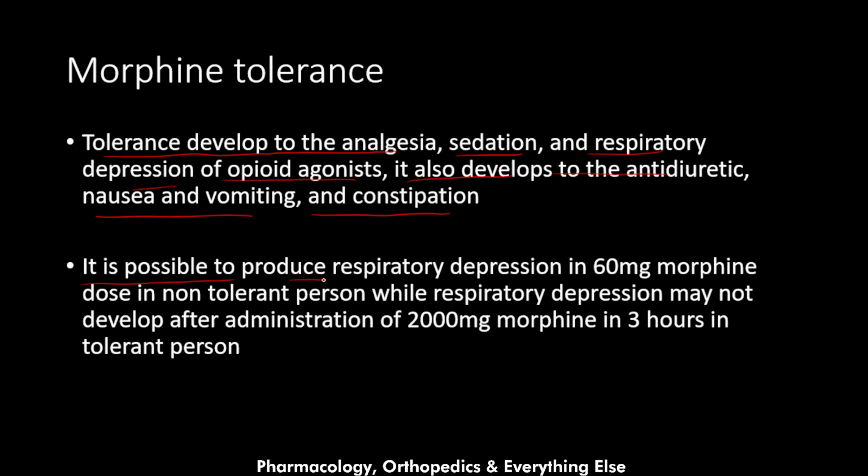It is possible to produce respiratory depression with a 60 milligram dose of morphine in a non-tolerant person. So if we take 60 milligrams of morphine and give it to a person who never took morphine in their life, they would have respiratory depression with that dose, while respiratory depression may not develop after administration of 2000 milligrams of morphine in 3 hours in a tolerant person.